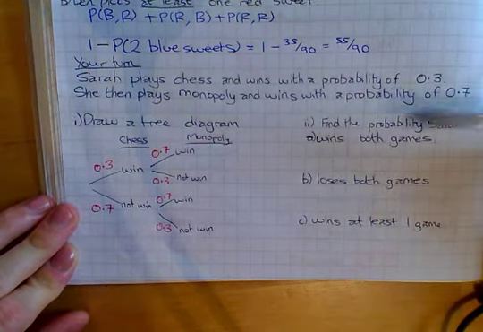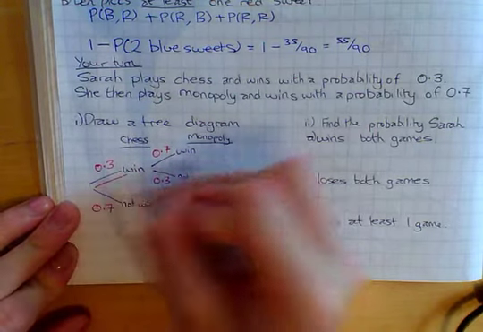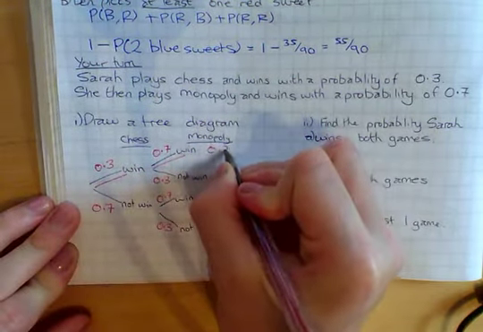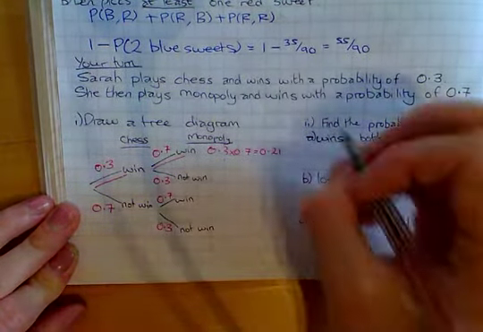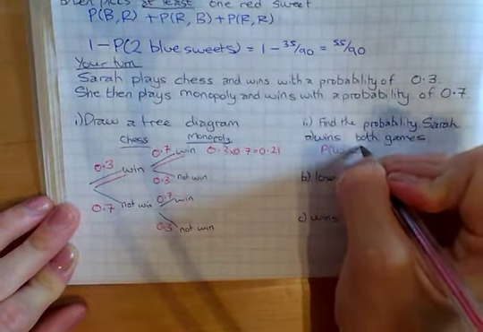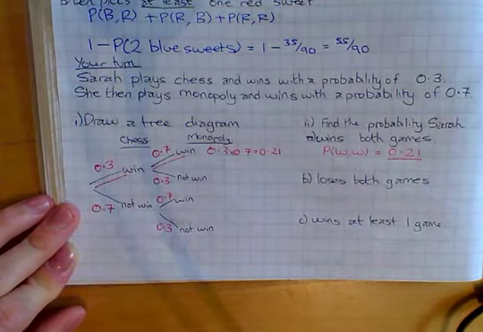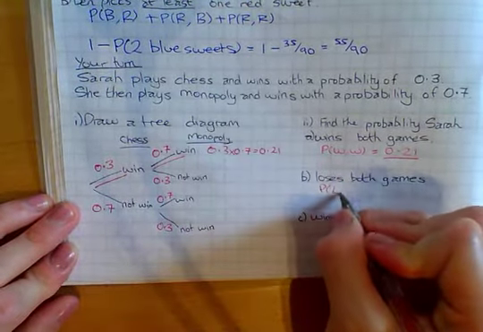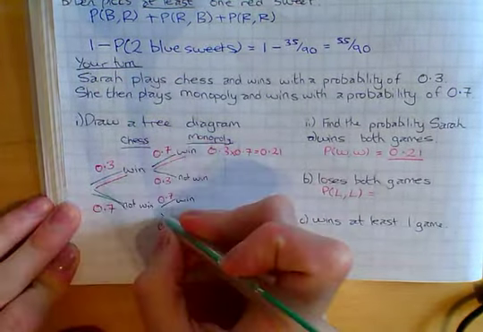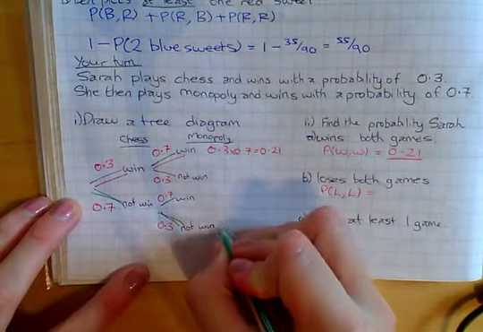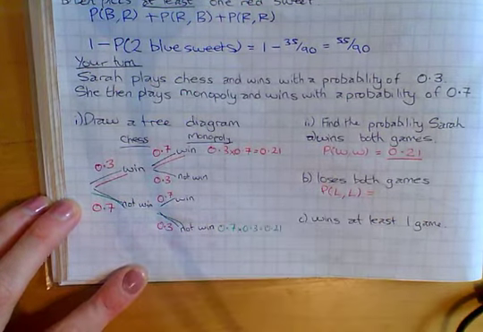So the first thing I'm asked to calculate is find the probability Sarah wins both games. So she wins chess and she wins Monopoly, so we've got 0.3 times 0.7, which is equal to 0.21. So the probability that she wins and then wins is equal to 0.21. The probability that she loses both games, well here that means probability of not winning chess and then not winning Monopoly, and so that is equal to 0.7 times 0.3, which also gives you an answer of 0.21.